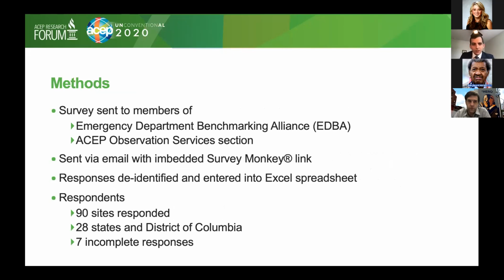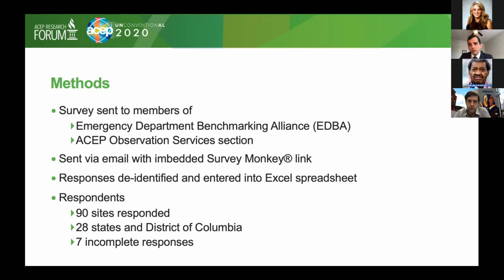So the actual design of the paper itself. The survey was first created using an embedded SurveyMonkey link. It was sent out by email to over 1,700 institutions through the Emergency Department Benchmarking Alliance, the EDBA, and also through ACEP, specifically the Observation Services section. The responses were collected, all de-identified, and then entered into an Excel sheet for further analysis, and all of that data was securely protected by the EDBA.